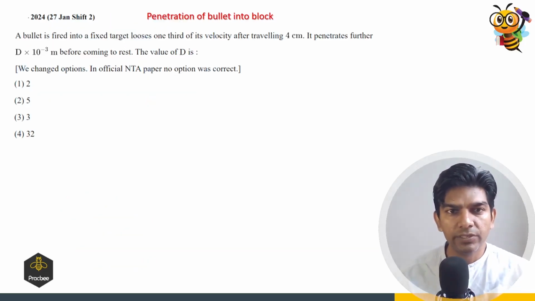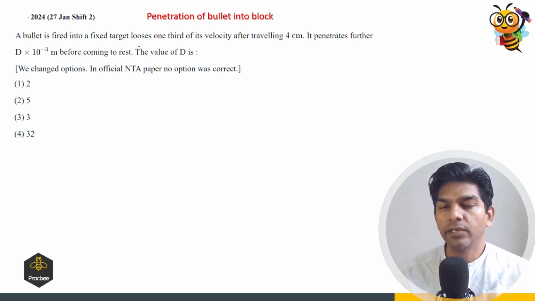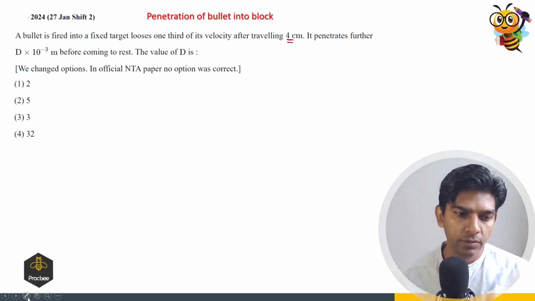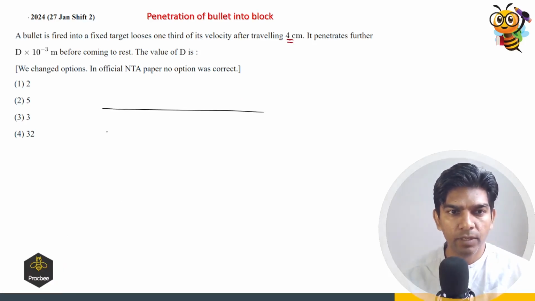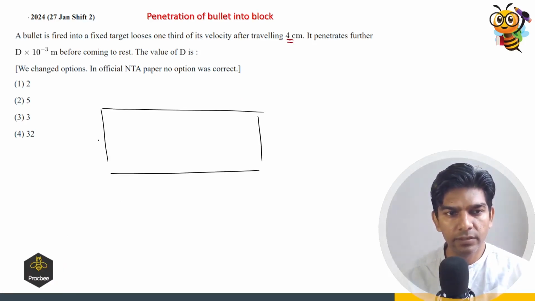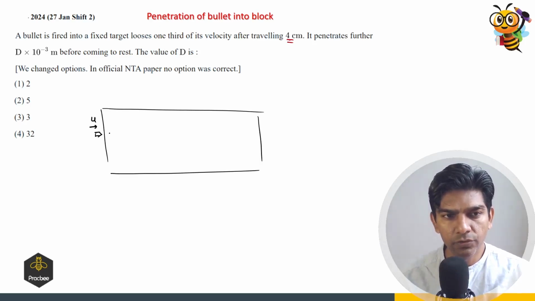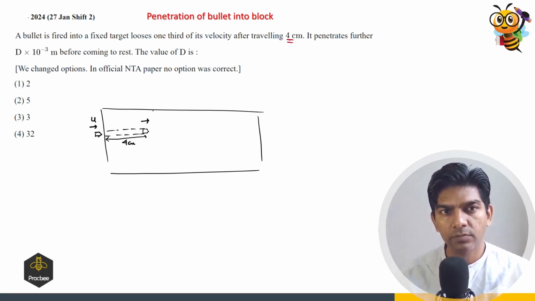Now let us see another problem based on the same problem type. A bullet is fired into a fixed target, loses 1/3 of its velocity after traveling 4 centimeters. So we have a fixed target, let us say this is the fixed target and there is a bullet and it loses 1/3 of its velocity. Suppose it is having velocity u, after penetrating 4 centimeter, its velocity becomes, it loses 1/3, it means u minus u by 3, which is 2u by 3.